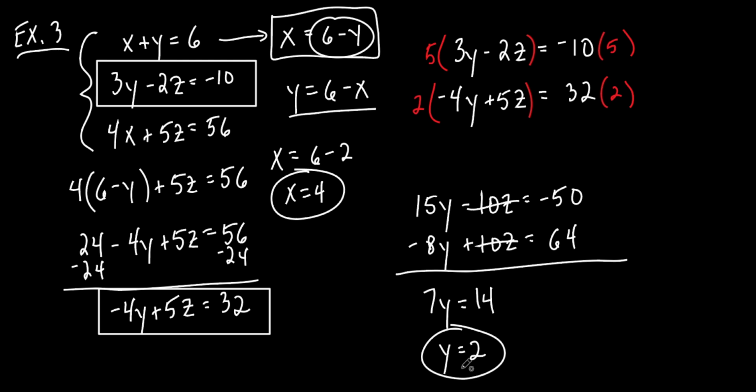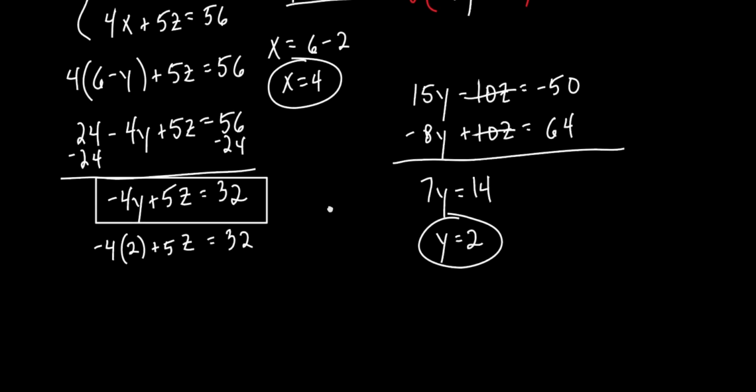Now we got to find a z. Put it anywhere that you see a z. It doesn't make any difference. This is in a box. Let's just put it in there. Is that all right? So negative 4 times y. So that's negative 4 times 2, because we figured out that y was 2, plus 5 times z, which we don't know. So I'll put z equals 32. And now we just do a little bit of math, solve for z, and we got our x, y, and our z's. So this is going to be negative 8 plus 5z equals 32.